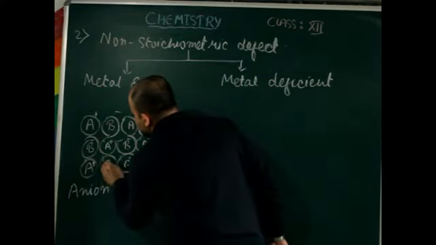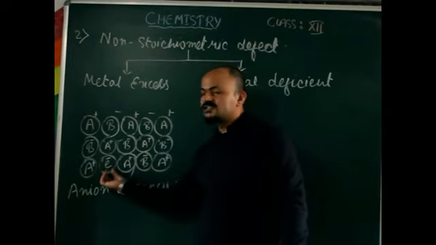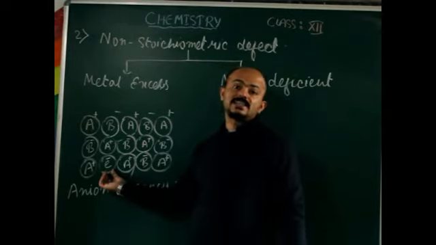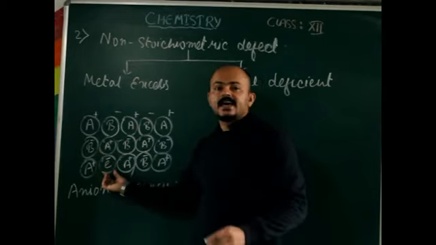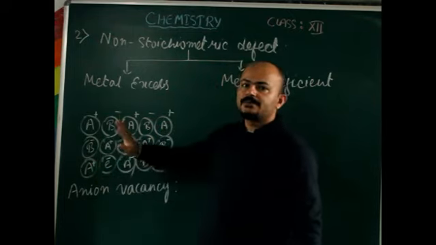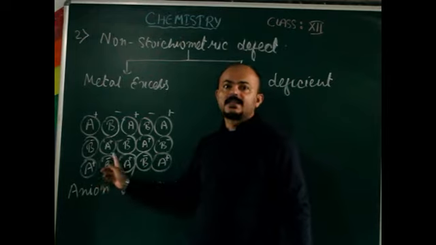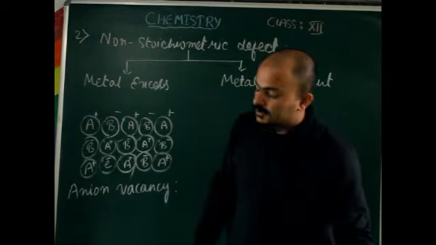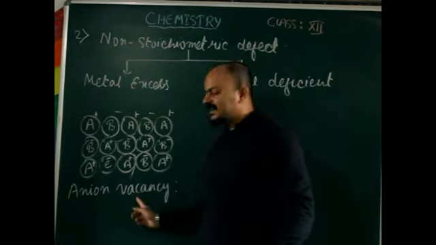That means its position is occupied by now what? Electron. Not the cation, sorry, it's the anion. The anion has left this system, leaving behind its electron in its place. Then such a defect is known as what? Such a defect is metal excess defect, but caused by anion vacancy.